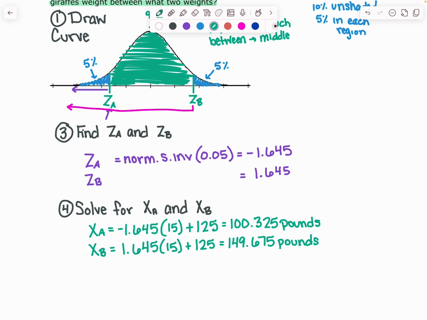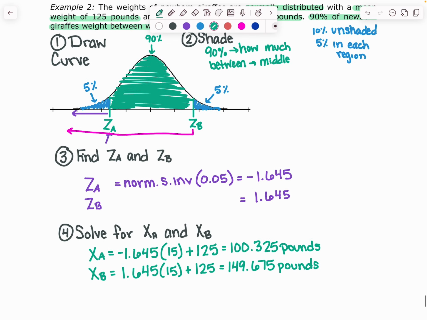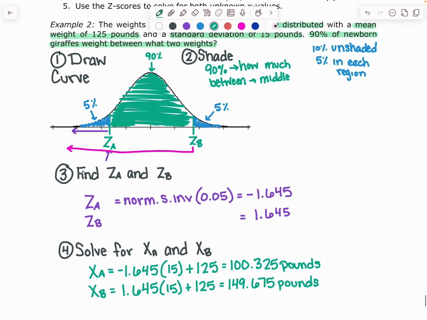So the symmetry piece, the positive and negative, comes in at the z-scores, and then we use those z-scores and do the calculation twice for XA and XB. And that is how you find two x values when you have the middle 90% shaded.